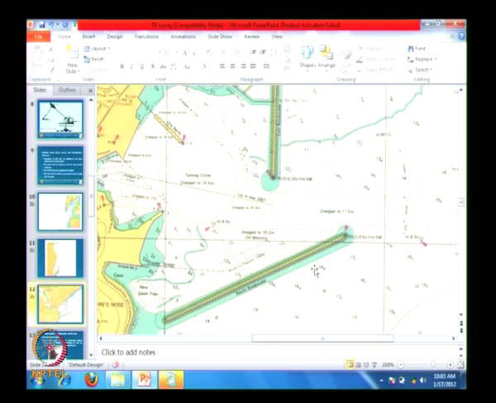Last class we were discussing the bathymetry survey. This is published by the Naval Hydrographic Chart. So in this slide I have zoomed the breakwater, turning circle and entrance channel.